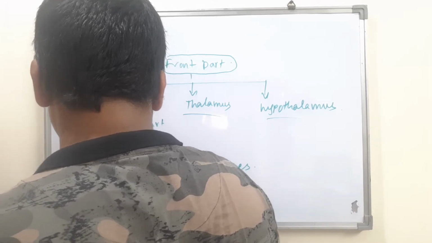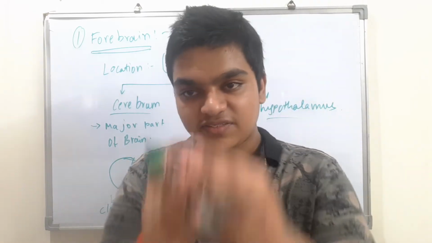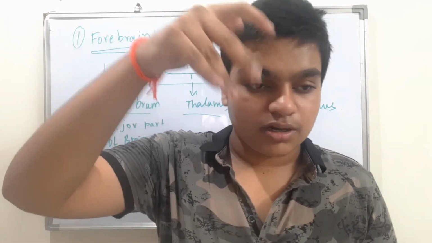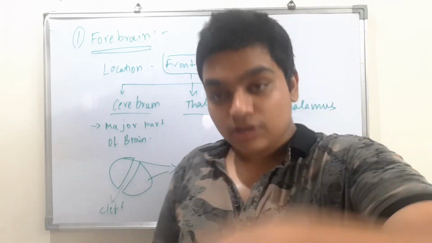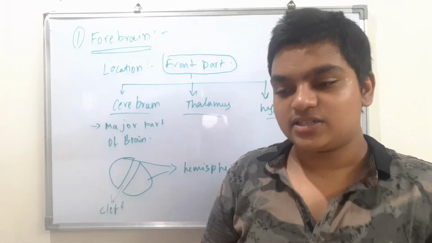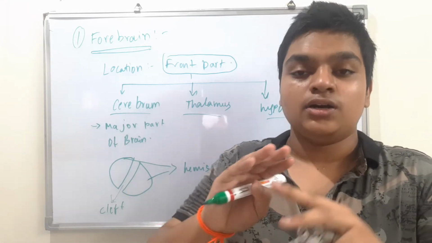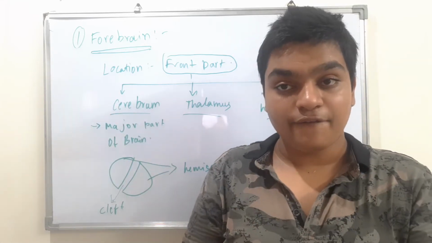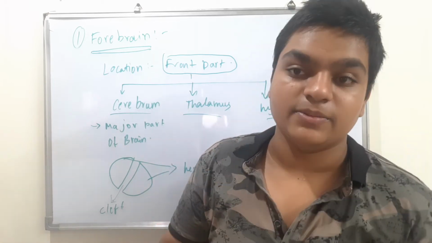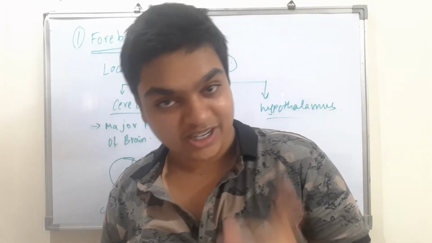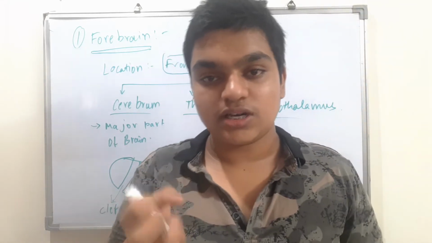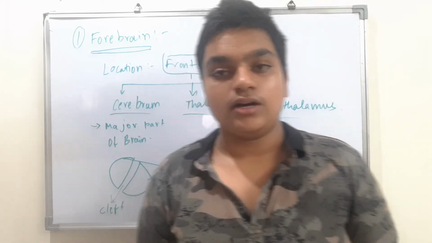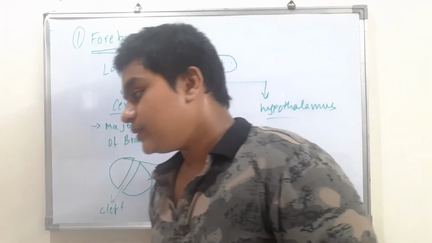Cleft means nothing but a gap, like we have seen in the synapse. Synaptic cleft is the gap between the pre and post synaptic membranes. Like that only, there is a deep cleft here which divides the whole spherical cerebrum into two halves, two hemispheres called left and right cerebral hemispheres respectively. This cerebrum consists of most of the neurons. Neurons are more in concentration in this cerebrum.